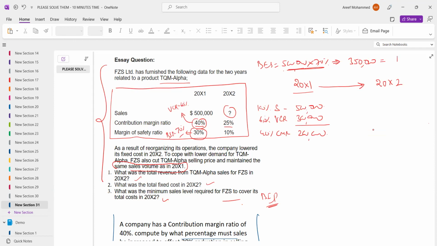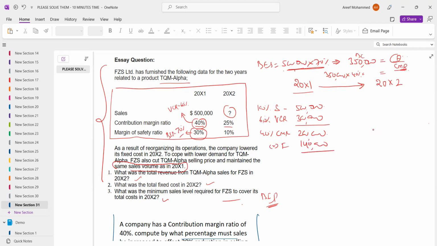What is the break-even sales formula? Fixed cost by CMR. Correct? So what is the fixed cost here? CMR is 40%, they have given that here. So my break-even sales are 350, we calculated. Break-even sales is fixed cost by CMR. When you multiply 350 into CMR, we will get the fixed cost. What is the fixed cost? 140. So my fixed cost is 140.